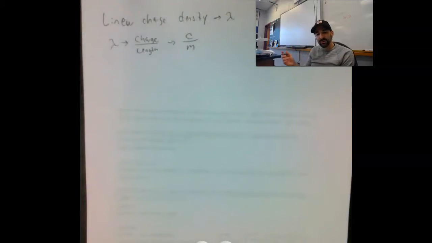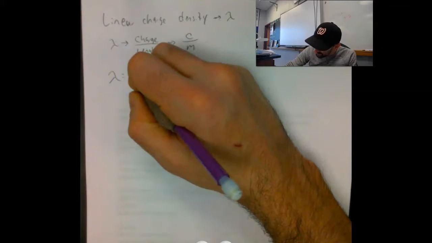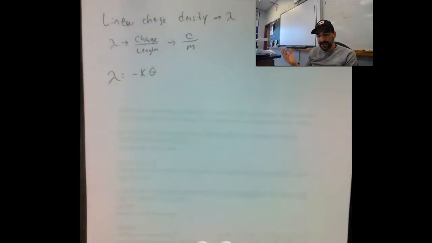And they told us that the semicircular rod has a linear charge density, I'm just looking at the problem down here, a linear charge density of negative k theta. So I'm going to define lambda as negative k times theta. Given information. Beautiful. Now assume k is a constant. Awesome. Part A, what are the units for k?